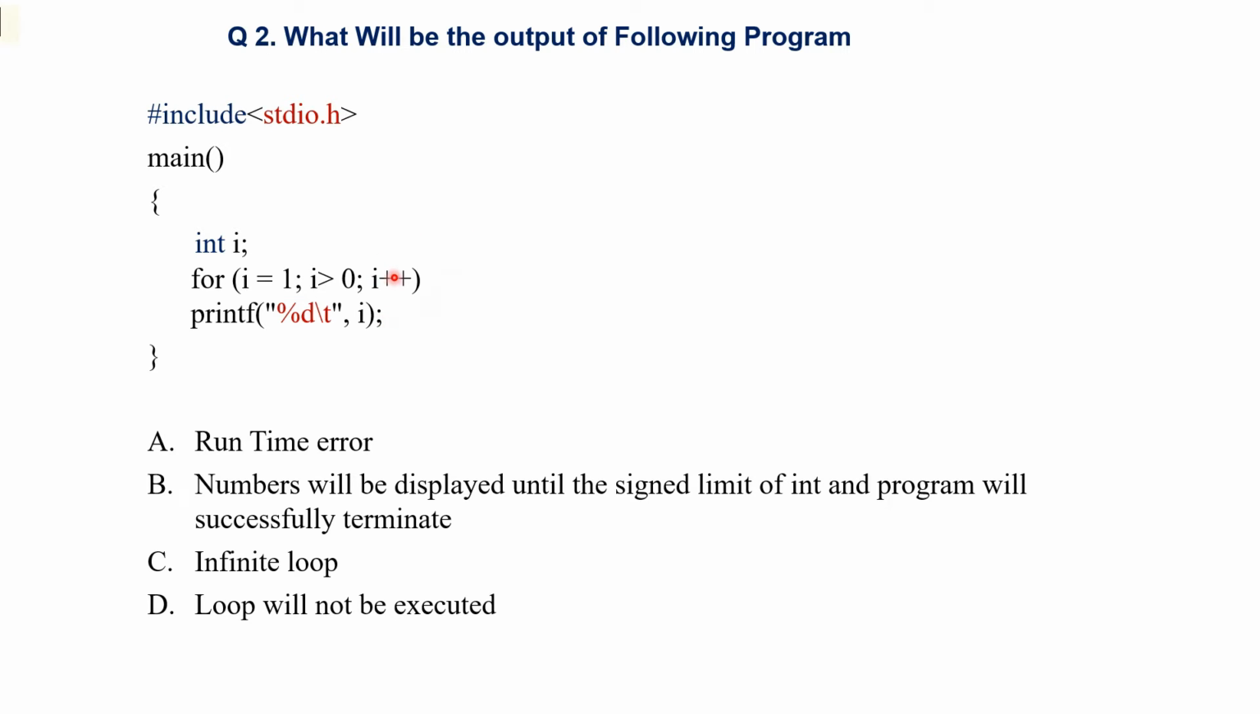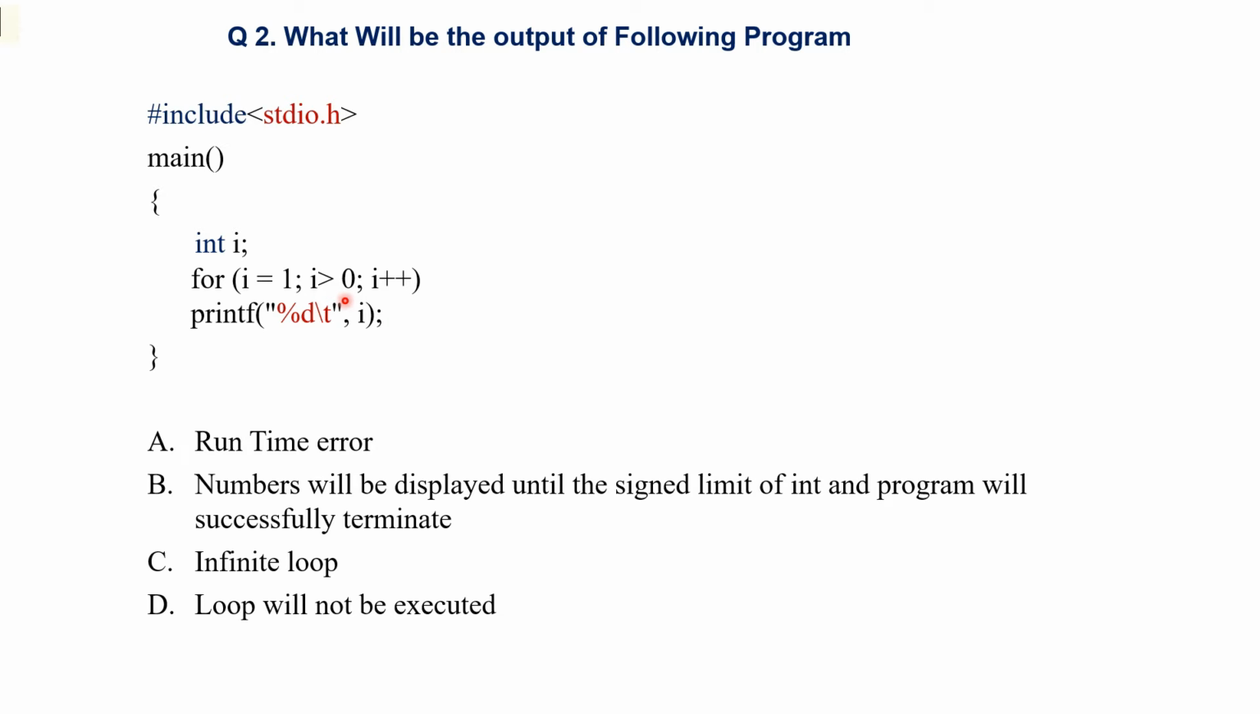After that with I plus plus, I becomes 2. The condition 2 greater than 0 is again true, so 2 will be displayed. Next time I becomes 3, again the condition is true, 3 will be displayed. Next time 4 will be displayed, 5 will be displayed, and so on. Here you must notice that this condition is never going to be false, because we are incrementing the value of I by 1.